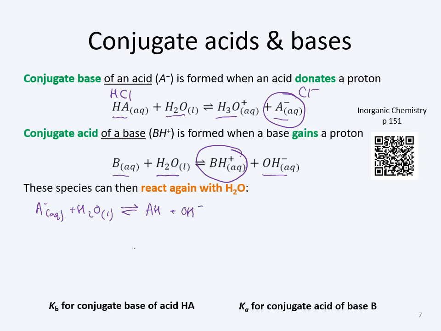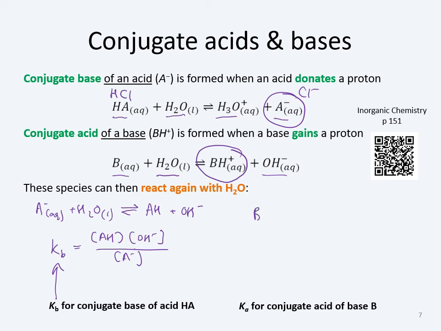So that reforms HA, or AH, and of course that has its own constant. In this case, because it's reacting with water and water is donating a proton, the A minus is behaving like a base, so this is a Kb. Kb is equal to the concentration of AH, concentration of OH minus, over the concentration of A minus. So this would be the Kb for the conjugate base of the acid. You can do the same thing for the Ka for the conjugate acid of the base.